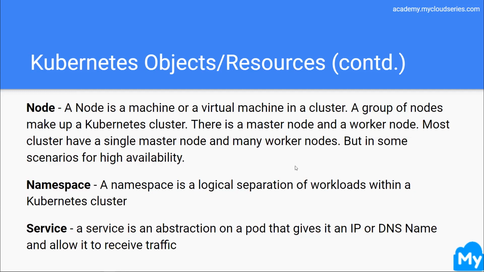So let's take a look at Kubernetes resources and objects. The first one I'll talk about here is a node. When you say a node in a Kubernetes cluster, what do you mean? A node is a machine or a virtual machine in a cluster. A group of nodes make up a Kubernetes cluster. There is a master node and a worker node. Most clusters have a single master node and many worker nodes. But in some scenarios for high availability, you can actually have multiple master nodes. So the whole idea is that whenever any master node has a problem, you can always switch over to the next master node.